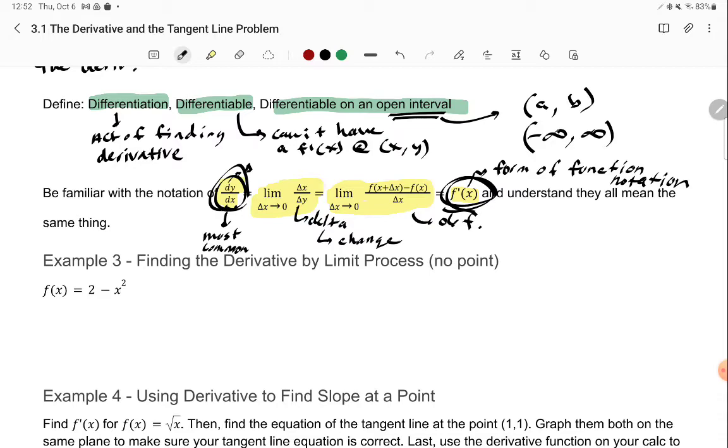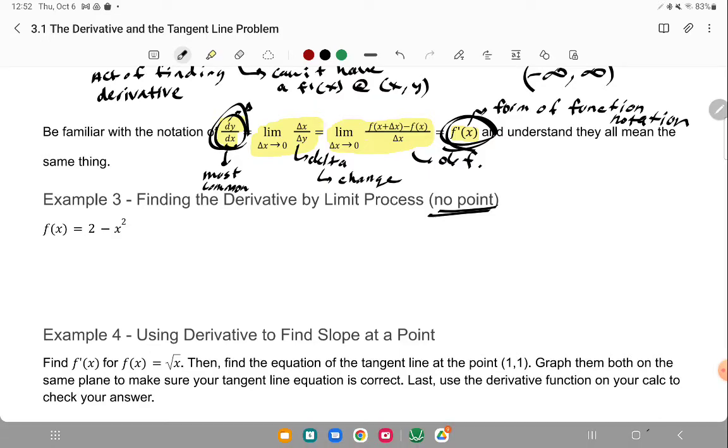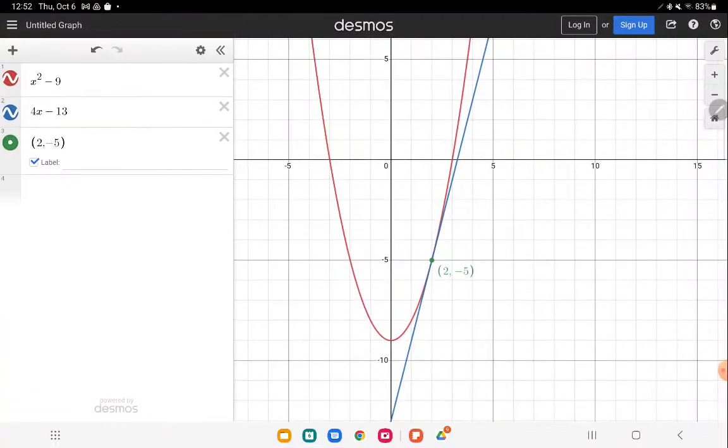Let's go ahead and do another example. Finding the derivative by the limit process. So we're not given a point. This is finding the derivative equation. So meaning, if we go back to here, it would be finding an equation for this red line, the derivative, where I could plug it in.